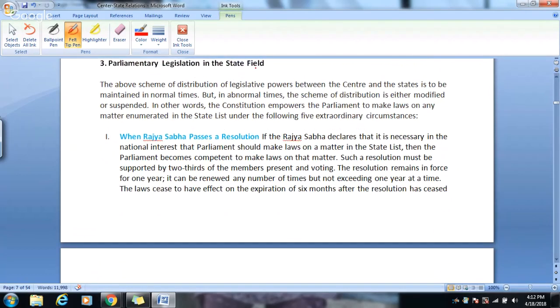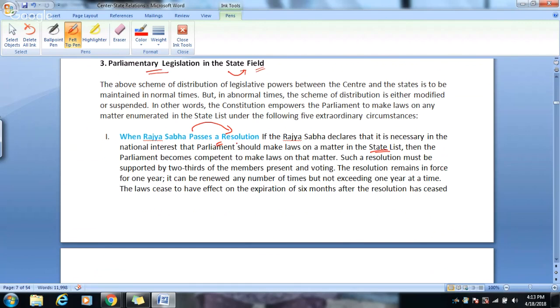So we see that there are certain provisions in the constitution where in the state field, apart from the state legislature, there will be parliamentary legislation under 5 extraordinary situations. What are those? The first is when Rajya Sabha passes a resolution. That means if the Rajya Sabha declares that it is necessary in the national interest that parliament should make laws on a matter in the state list, then the parliament can make laws with respect to the state list.